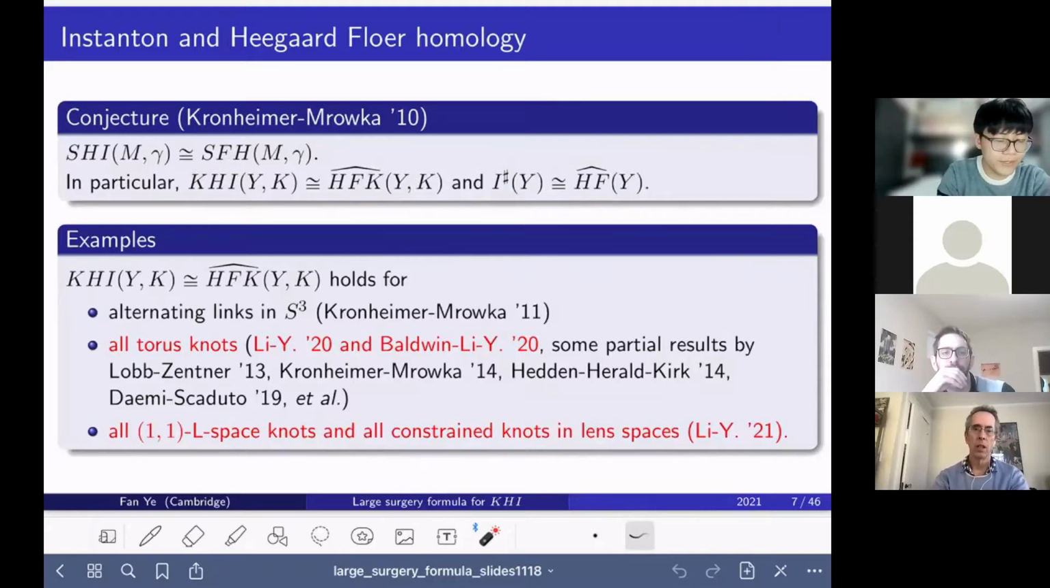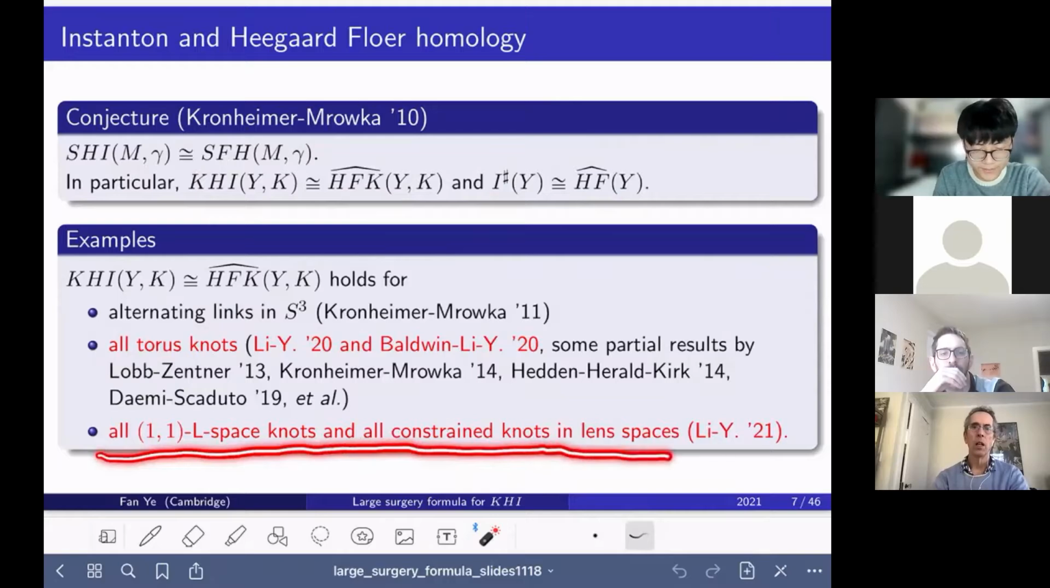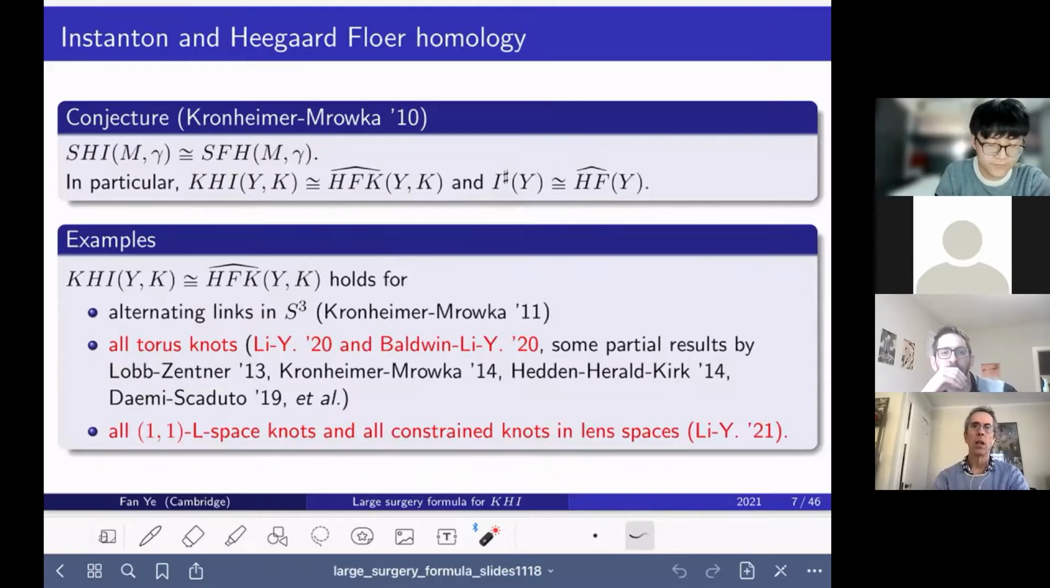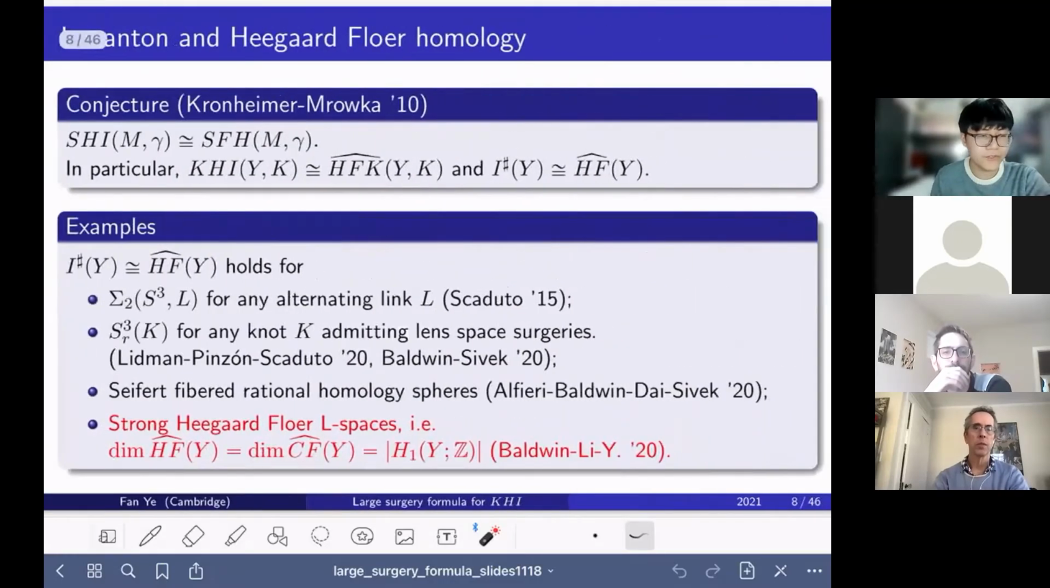For example, KHI is isomorphic to HFK hat for alternating links in S^3, all torus knots, all 1-1 L-space knots, and all constraint knots in L-spaces. These are just some families of 1-1 knots in L-spaces, and there are many works by Zhengkun Li and I, and also Baldwin.